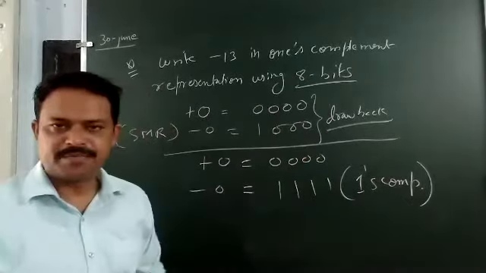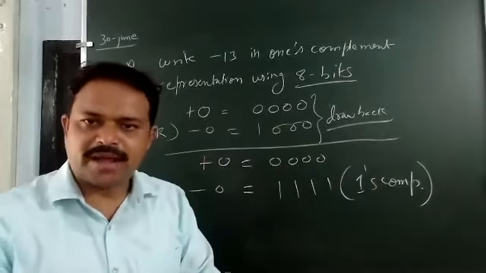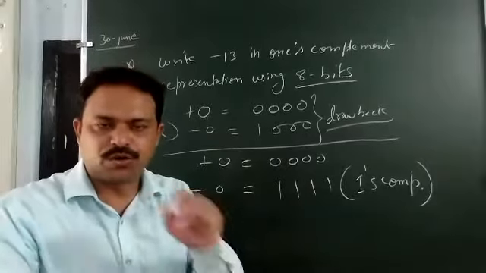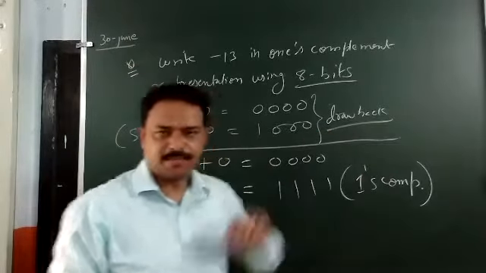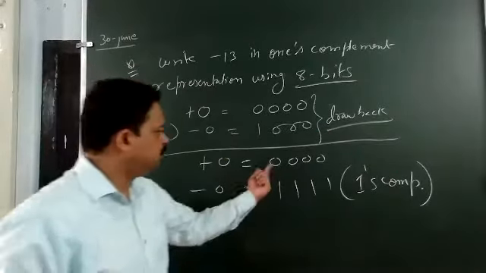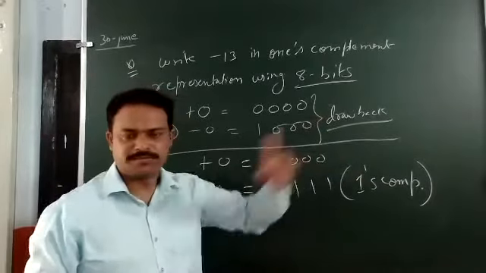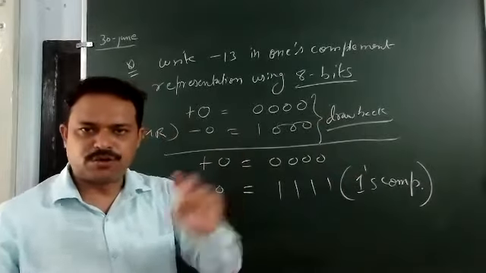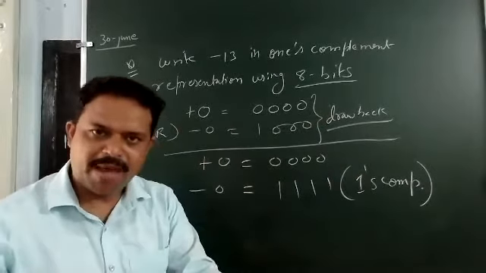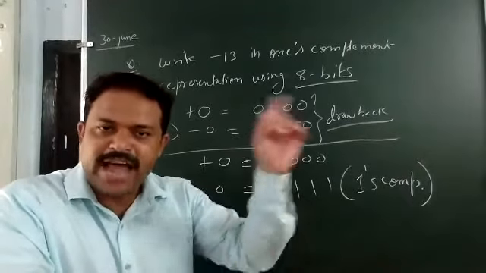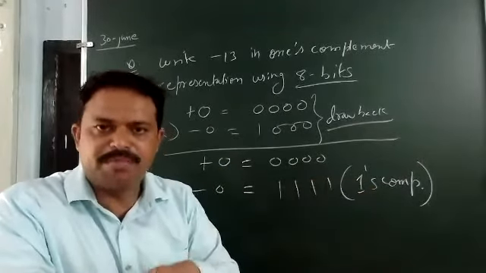In one's complement, again the same drawback. Here also I am having two representations of 0 in one's complement. 0, 0, 0. If I want to make a minus 0, I am writing 1, 1, 1. Two representations for 0. Again, a drawback. So this drawback has not been removed in sign magnitude representation and in one's complement representation.